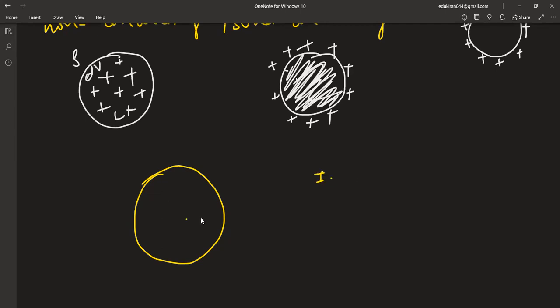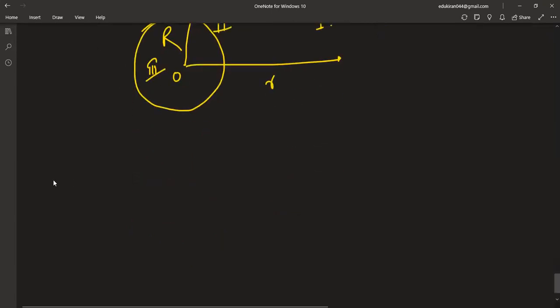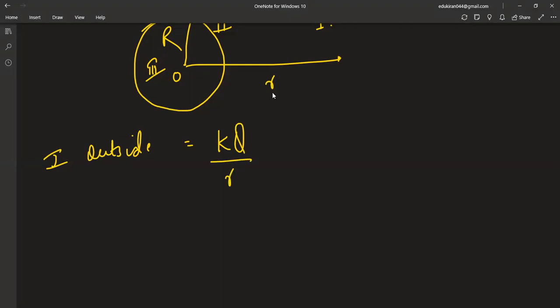One is outside. Suppose the radius of the sphere is capital R and the separation from the center to the point of calculation is small r. So this is one region, outside. Second region means on the surface and third region means inside. So when I say first region, that is outside, the formula will be kq by small r. It becomes confusing when you are solving whether it's capital R or small r. So it's small r. This is the potential outside.